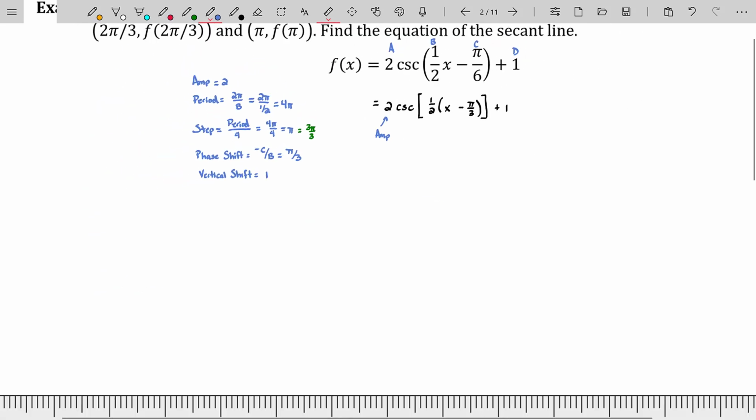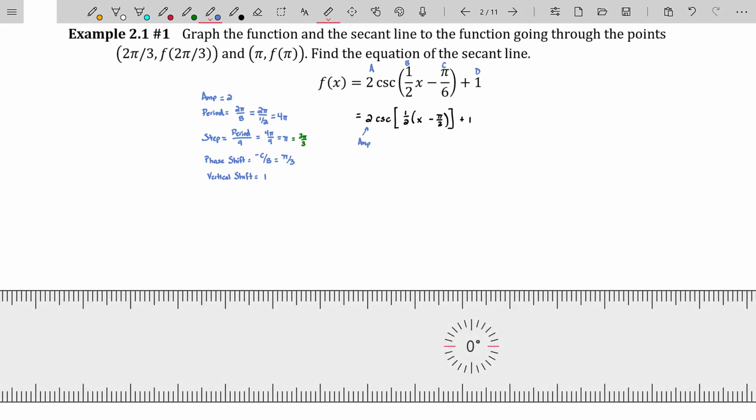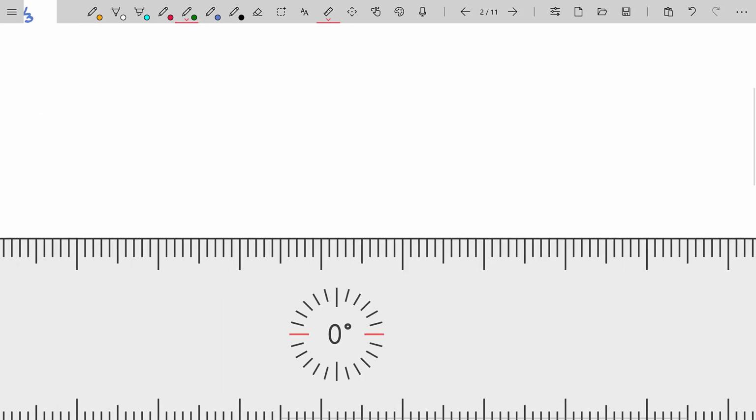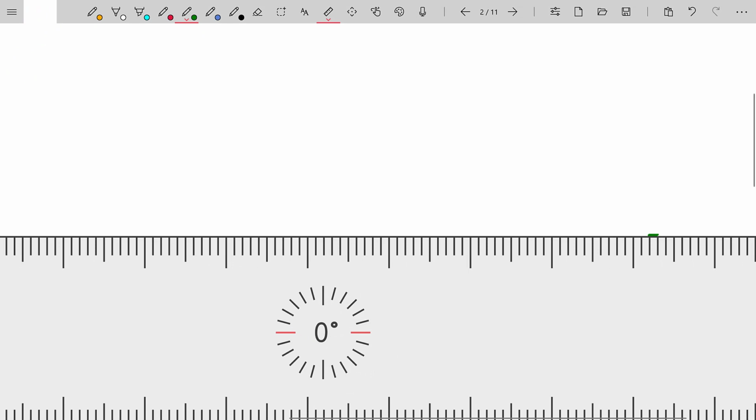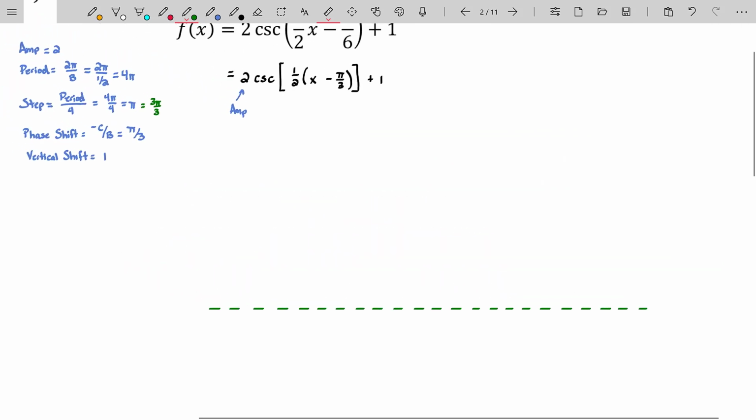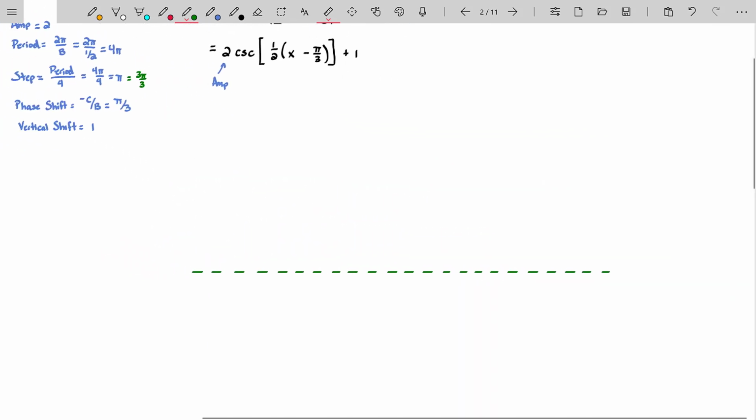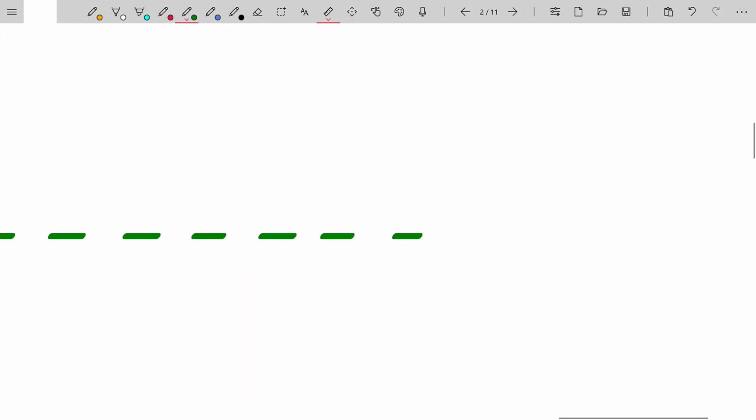If you've watched my videos in the past on graphing trig functions, or if you were one of my students in a previous course, you know that I always start with the midline, which is basically the vertical shift. I do that because it just makes the graphing a lot easier. I'll go ahead and label that. Remember, the vertical shift is 1. So I'll say that this line that is dashed out here is at a height of y equals 1.